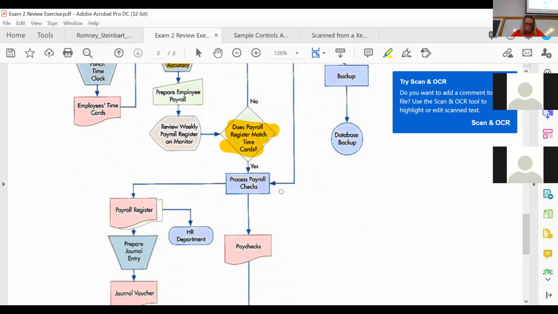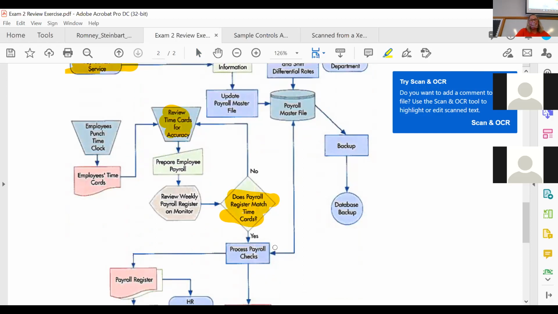Somebody not adding extra hours or paying people more money. Yep, or less. Exactly. It's a verification. It's a managerial review. It ensures that what the employee says they worked is what they're being paid for.